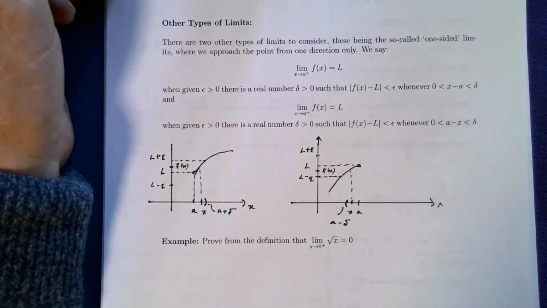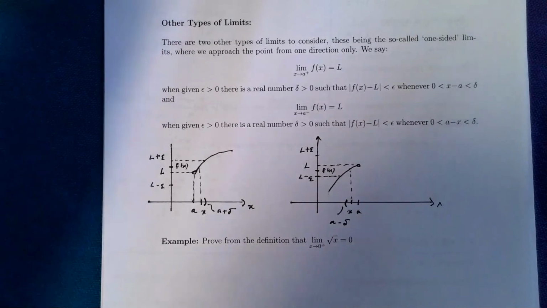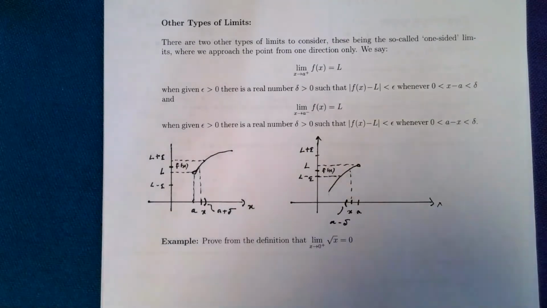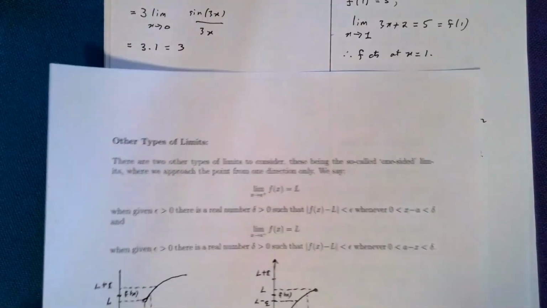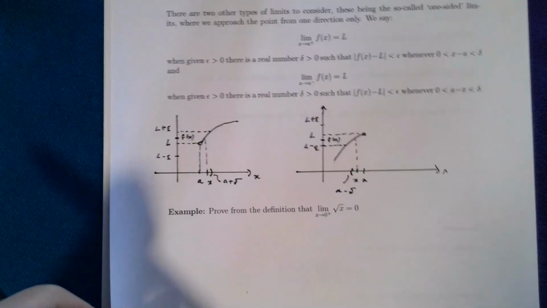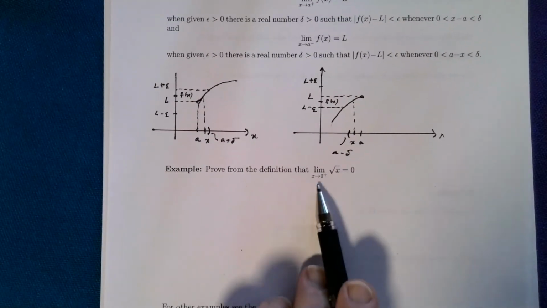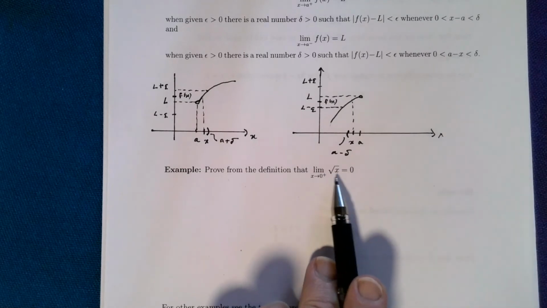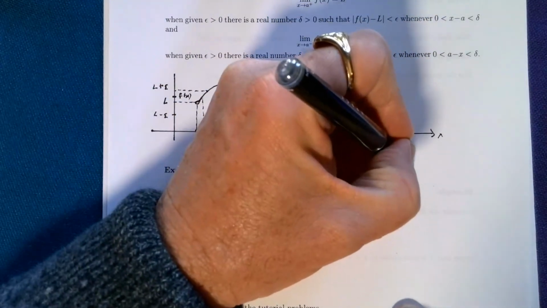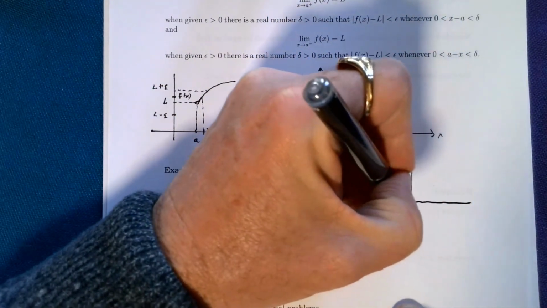So we'll have a look at an example of one of these here. There's the word solution here. So we're going to prove from the definition, this epsilon delta definition, that the limit as x goes to 0 from above of the square root of x is 0. Might just draw a little picture here before we look at the solution.